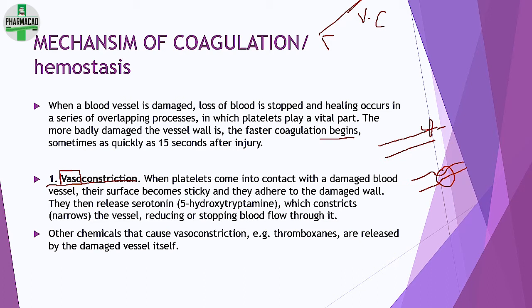How does that happen? Whenever there is an injury, which you can see in this diagram, the vessel wall is going to release certain hormones like thromboxanes, which will help in constriction. Along with that, platelets will come to the place where the injury happened because their job is to stop the injury, to stop blood from going out. And then ultimately they will also release a certain thing which is serotonin, which constricts the blood vessel, reducing the blood flow through it.